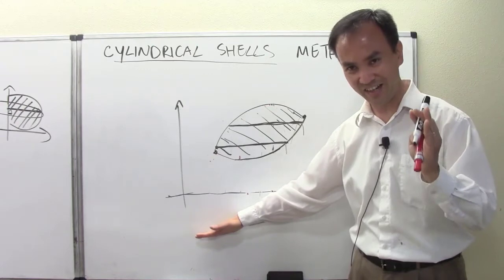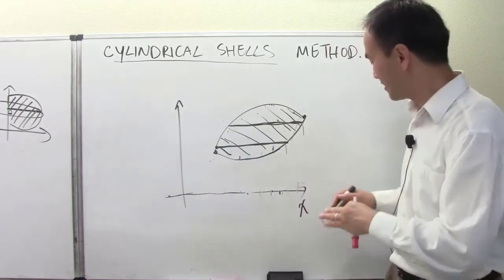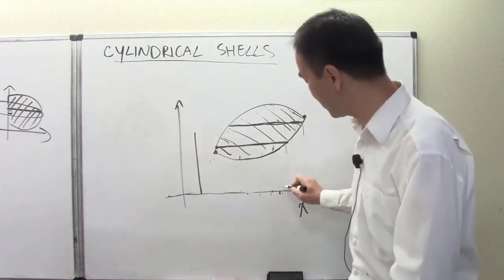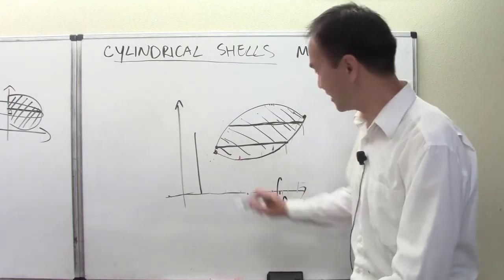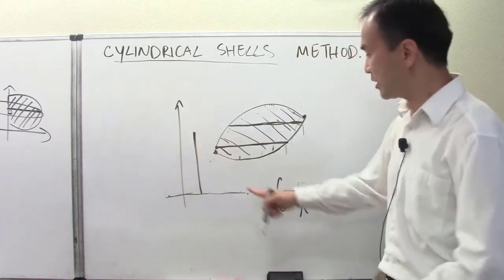Unlike the case of the washer method. In the washer method, the stripes go like this if the rotation axis is here. Then the stripe goes like this. That's the disk or washer method.